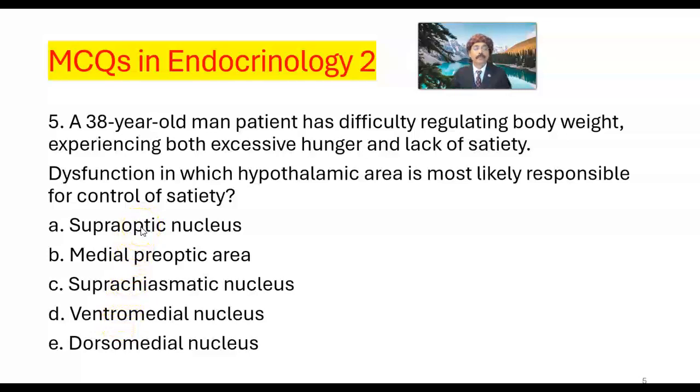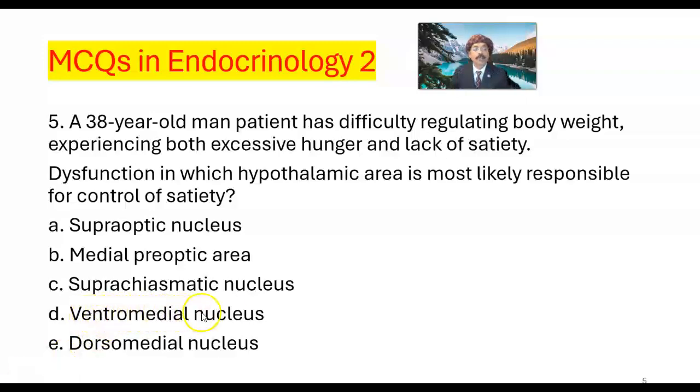Supraoptic nucleus, medial preoptic nucleus, suprachiasmatic nucleus, D. ventromedial nucleus, E. dorsomedial nucleus. Answer should be D, the ventromedial nucleus. That is the site where there is satiety center. So if that does not work, people will eat too much, will be obese. So our answer should be D, the ventromedial nucleus.